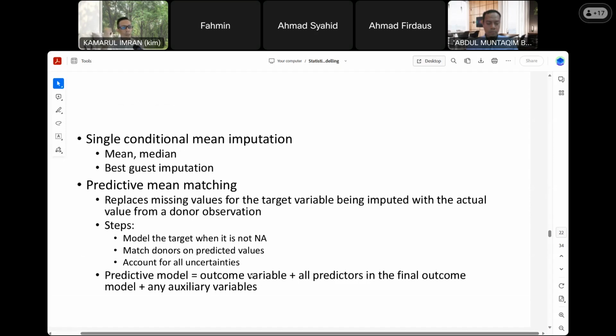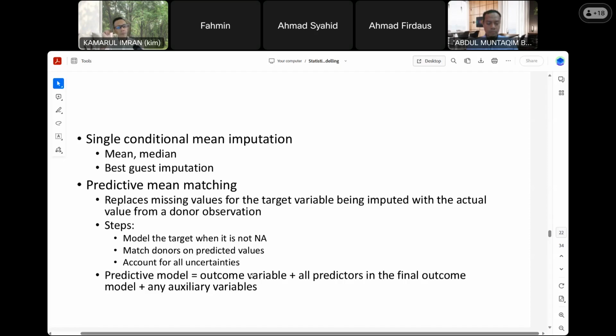Right. Predictive mean matching, it means that if you have missing value for age, right? You have missing value for age. You use other variables in your data set. For example, gender, sex, BMI, serum cholesterol, blah blah blah, and then you use this information to predict the best value for the missing value for variable age. Right.